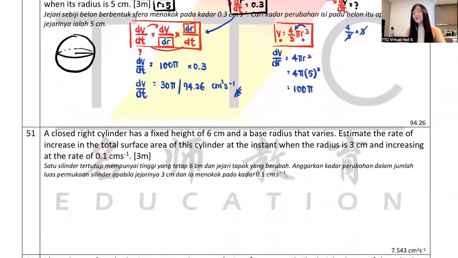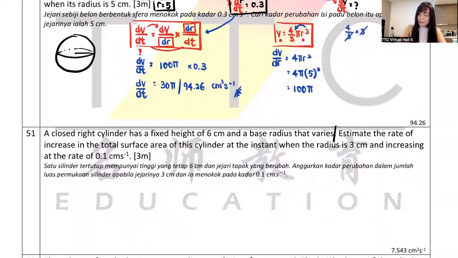Question 51. A closed right cylinder has a fixed height of 6 cm and a base radius that varies. Estimate the rate of increase in the total surface area of this cylinder at the instant when the radius is 3 cm and increases at the rate of 0.1 cm.